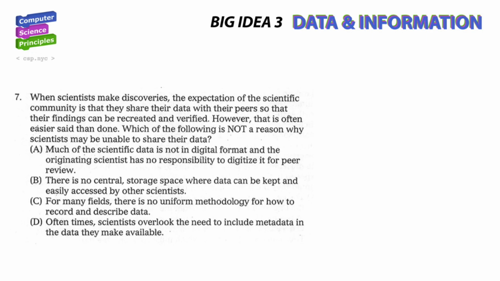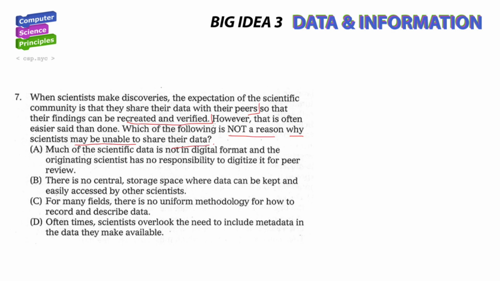Okay, 7. Okay, so when scientists make discoveries, the expectation of the scientific community is that they share their data with their peers. Okay, so we're kind of told this as fact, so that their findings can be recreated and verified. Okay. However, that is often easier said than done. Which of the following is not a reason why scientists may be unable to share their data?